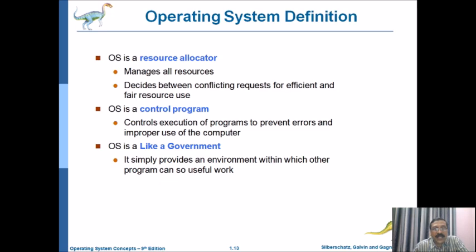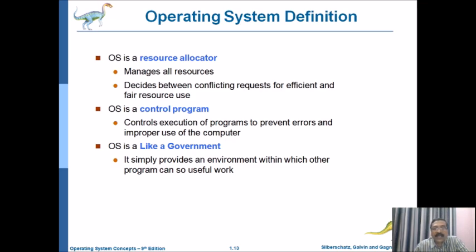OS is a resource allocator, it manages all resources. It decides between conflicting requests for efficient and fair resource usage. OS is a control program. In the previous slide also, we defined this. OS as a control program controls execution of programs to prevent errors and improper use of the computer. OS is like a government.